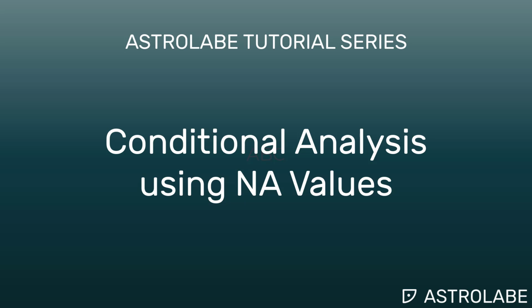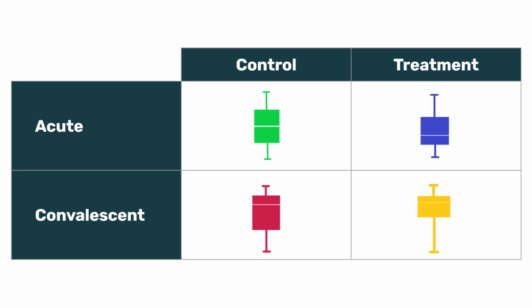In this video, I will explain how to use NA values to perform conditional analysis in Astrolabe. It is often the case that the statistical analysis of one feature of your experiment may depend on another. For example, you may want to examine the time point or stage of infection as it relates to whether the patient is control or treatment.